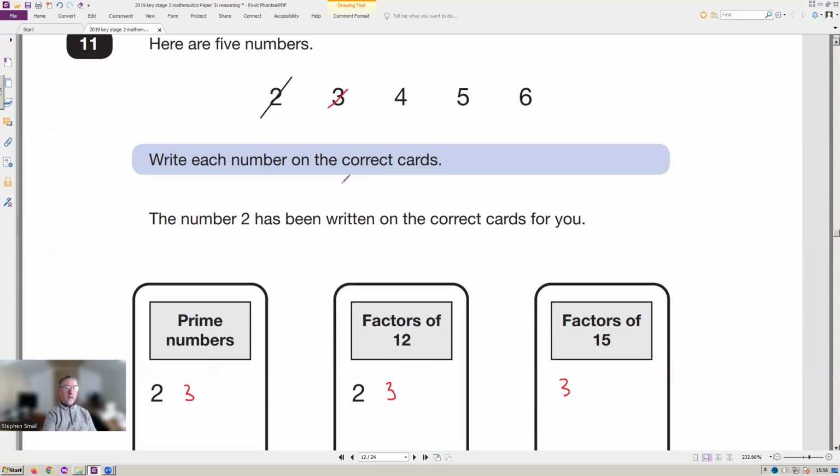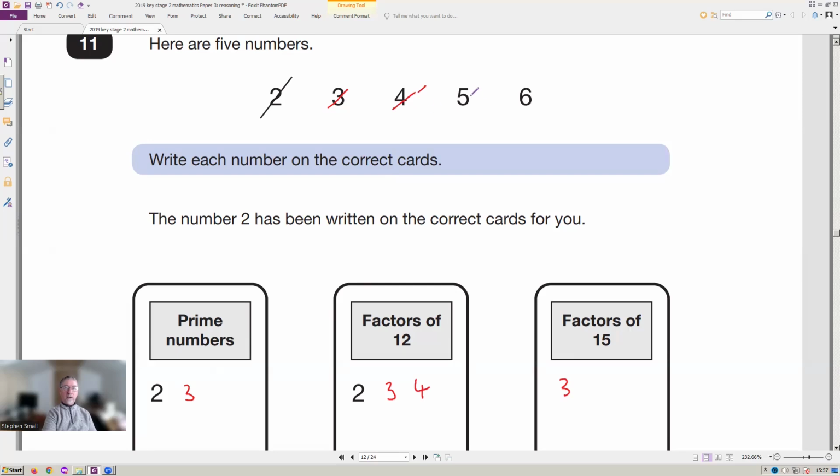Look at 4. Is 4 a prime number? No. Because 2 goes into it. Is 4 a factor of 12? Yes, because 3 4s are 12, so 4 goes there. Is 4 a factor of 15? No, 4 doesn't go into 15. That's 4 done.